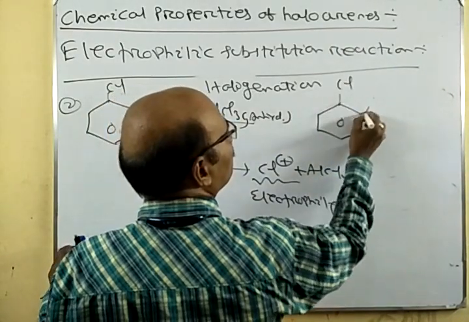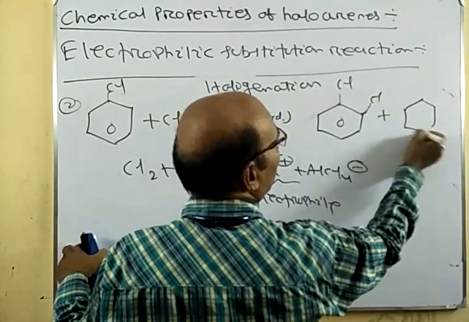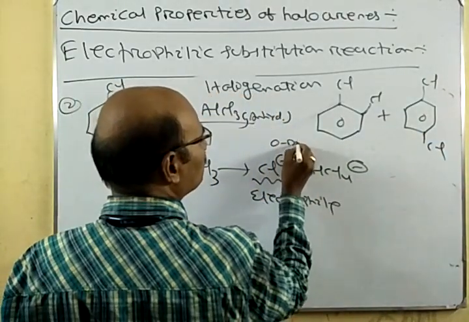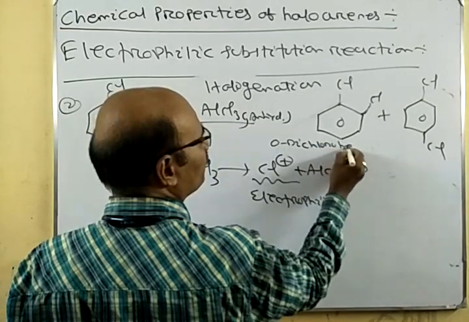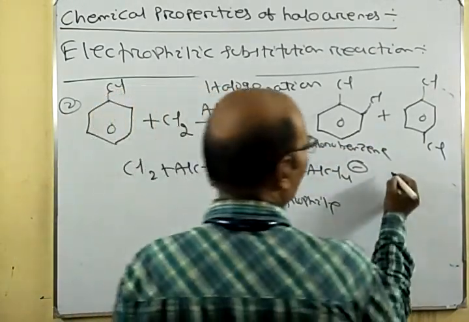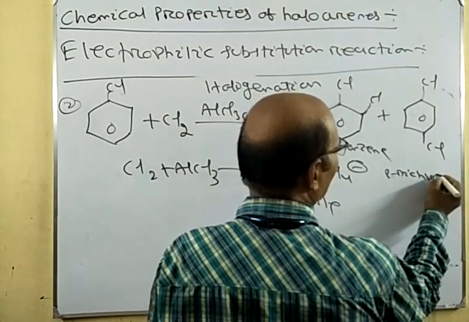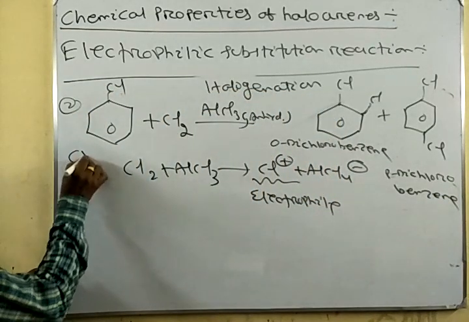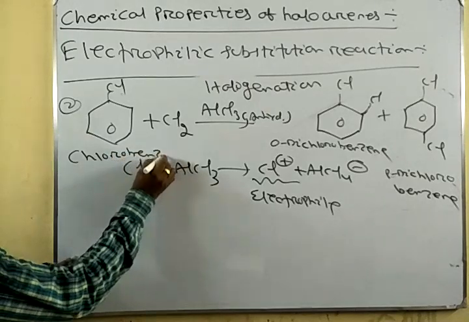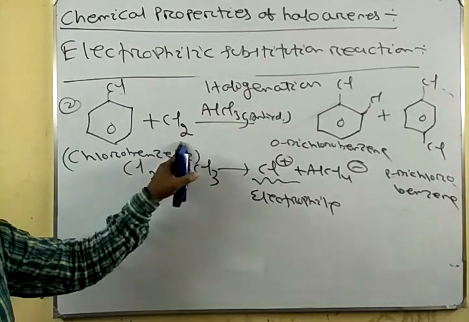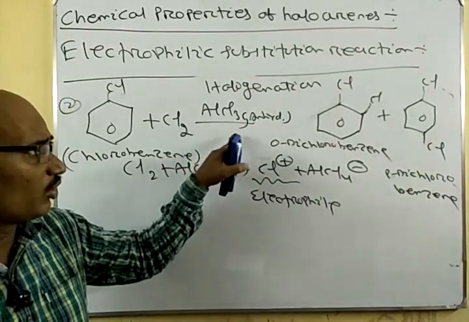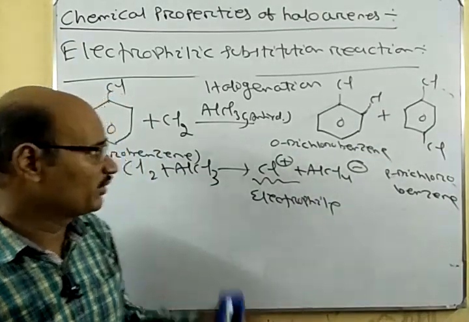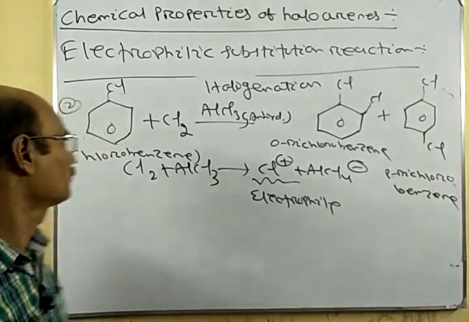So what will you get? Ortho-dichlorobenzene and para-dichlorobenzene. So when chlorobenzene undergoes halogenation with Cl2 and anhydrous AlCl3, ortho-dichlorobenzene and para-dichlorobenzene are formed. This is called halogenation, one example of an electrophilic substitution reaction.